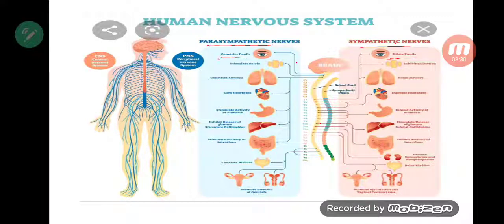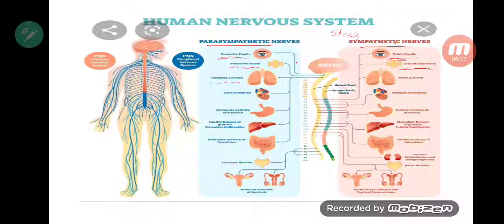The sympathetic may increase with stress. So when you become stressed, your pupil becomes dilated, and if you are relaxed, the pupil should be constricted. About the saliva of the mouth, parasympathetic stimulates saliva, and the sympathetic inhibits saliva. So when you are stressed, you have a dry mouth.